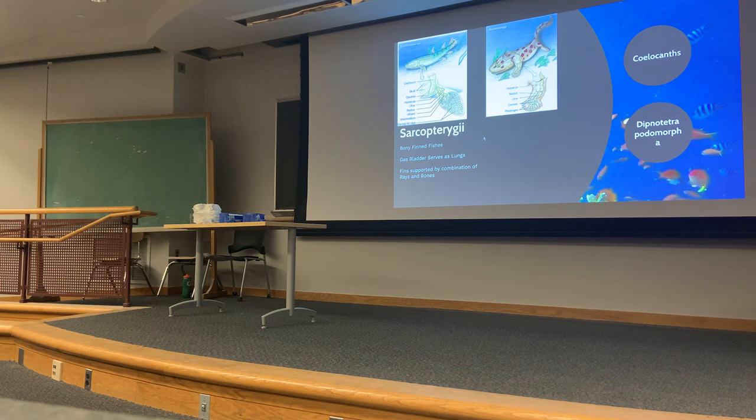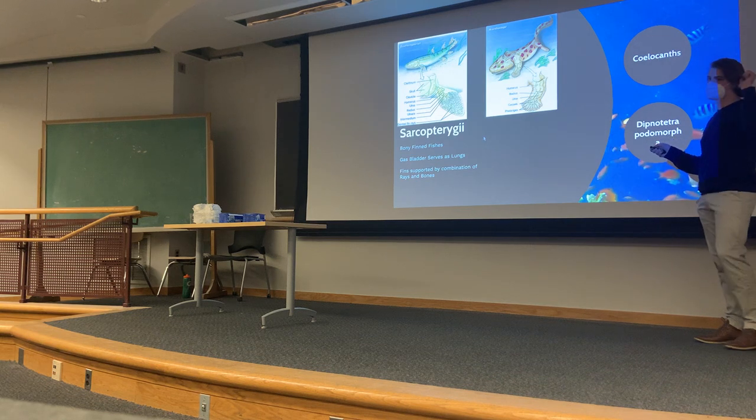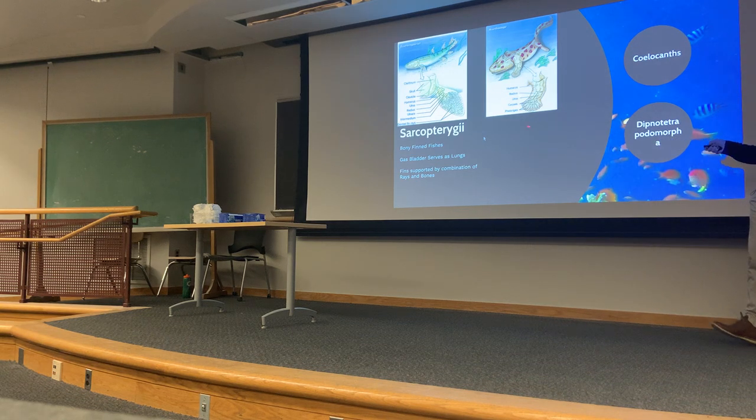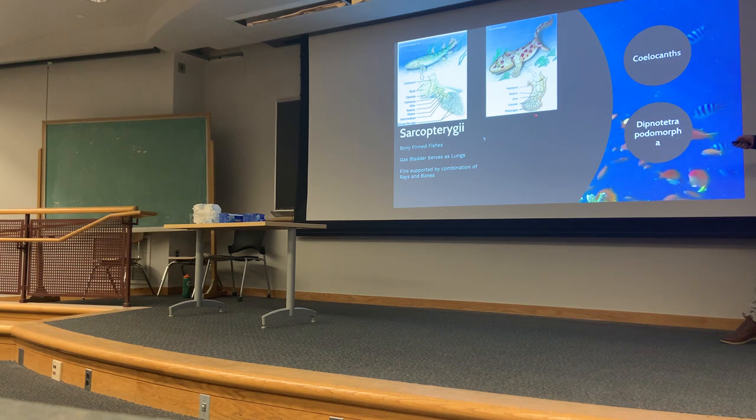Sarcopterygians, as being lobed fin fishes, these lobes contain larger bones. We recognize, or at least some human anatomy, the radius and ulna that is on the forearms, humerus, or the phalanges in our fingers. These all originate with Sarcopterygians, with things like coelacanths, or this really long word I don't expect you guys to know.